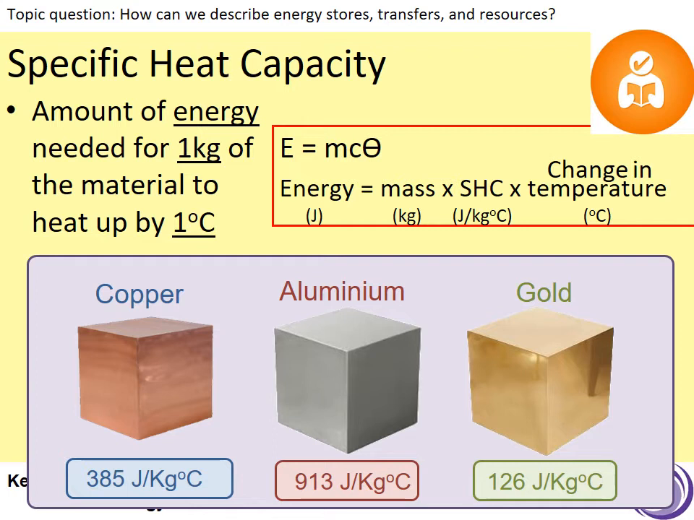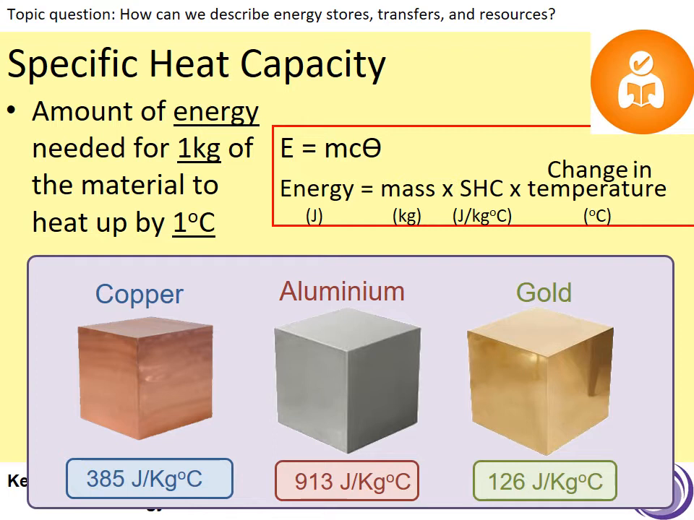Same idea with aluminium, except it's a much higher specific heat capacity, so it needs more energy. So it needs 913 joules of energy for 1 kilogram of aluminium to heat up by 1 degree C. And then similar idea for gold, but gold's a lot lower than the other two. So gold only needs 126 joules of energy for 1 kilogram of gold to heat up by 1 degree C.